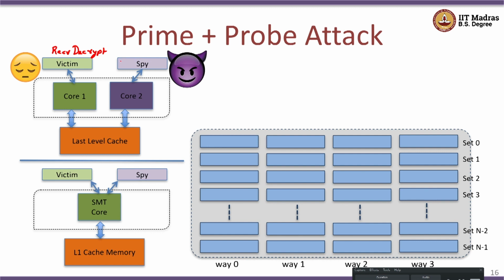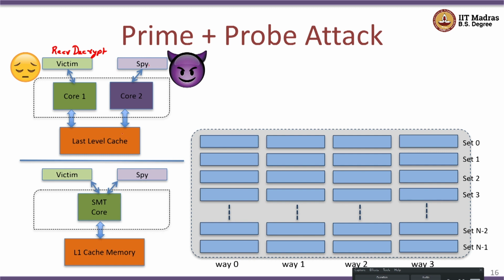and on the same computer system in a different CPU core, we have an attack process called the spy that is essentially executing. Now, what we essentially see over here is that even though the victim and the spy are executing on different CPU cores, they share the last level cache memory.